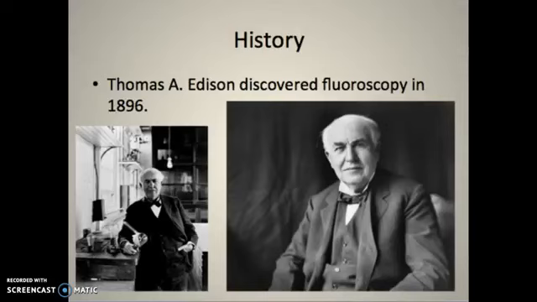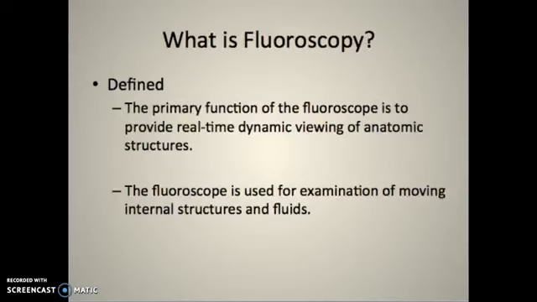So, Thomas Edison, as we talked about in your 105 class, discovered fluoroscopy in 1896, a year after Roentgen discovered X-rays. So what is fluoroscopy? The primary function of the fluoroscope is to provide real-time dynamic viewing of anatomic structures. So it's used to show the body in dynamic movement. We give barium to patients so that we can watch it flow through the digestive tract. We'll inject iodine into the vascular system so we can see arteries and veins and any kind of disruption, or see tumors.